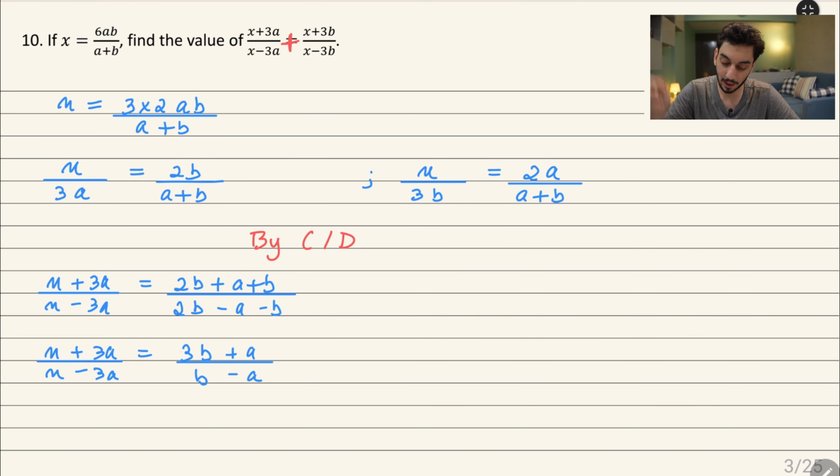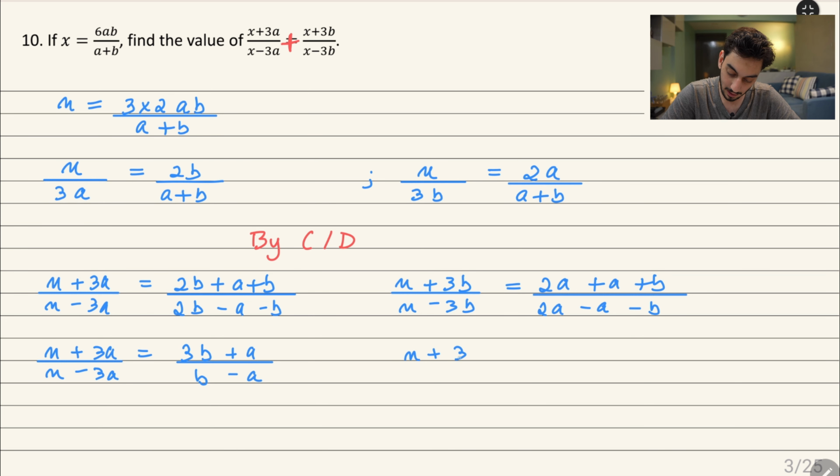Okay, on the other thing which is over here, I'll have to do the same thing. So it becomes x plus 3b upon x minus 3b is equal to 2a plus a plus b upon 2a minus a minus b, and x plus 3b upon x minus 3b would be equal to 2a plus a is 3a plus b. In the denominator, 2a minus a is just a and then minus b.